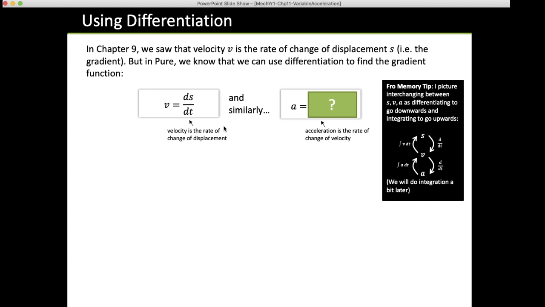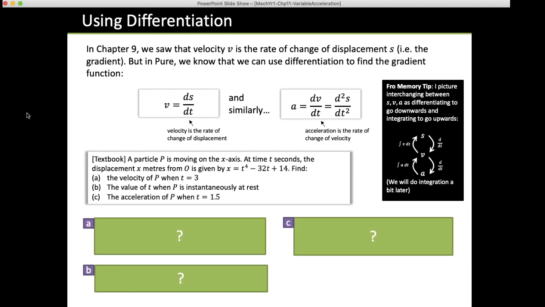if I have the velocity, I know that's equal to the change in displacement over time, ds by dt. And obviously the same way here, I also know that the acceleration is the change in velocity over time, or the second differential of the displacement. So d2s by dt squared. So if I know what the displacement is, then I can work out what the velocity is and also what the acceleration is. So let's have a look at this question.